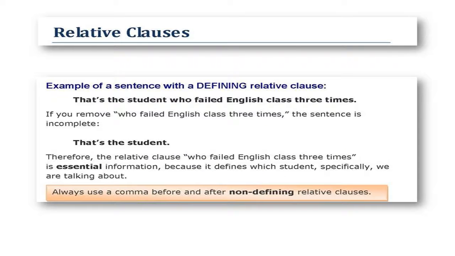Example of a sentence with a defining relative clause. That's the student who failed English class 3 times. If you remove who failed English class 3 times, the sentence is incomplete. That's the student. Therefore, the relative clause who failed English class 3 times is essential information because it defines which student specifically we are talking about. Always use a comma before and after non-defining relative clauses.